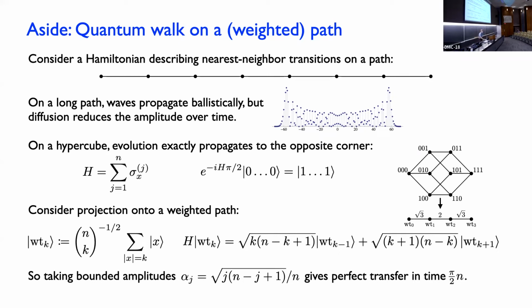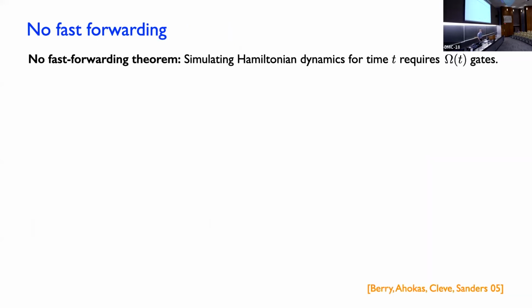Okay, the other kind of complexity result I want to talk about related to Hamiltonian simulation is this thing called the no fast forwarding theorem. What this theorem says is that if you want to simulate Hamiltonian dynamics acting for time t, then you need a number of gates that grows at least linearly in t. And this is, I think, kind of intuitive. It says you can't fast forward the dynamics of generic Hamiltonians.